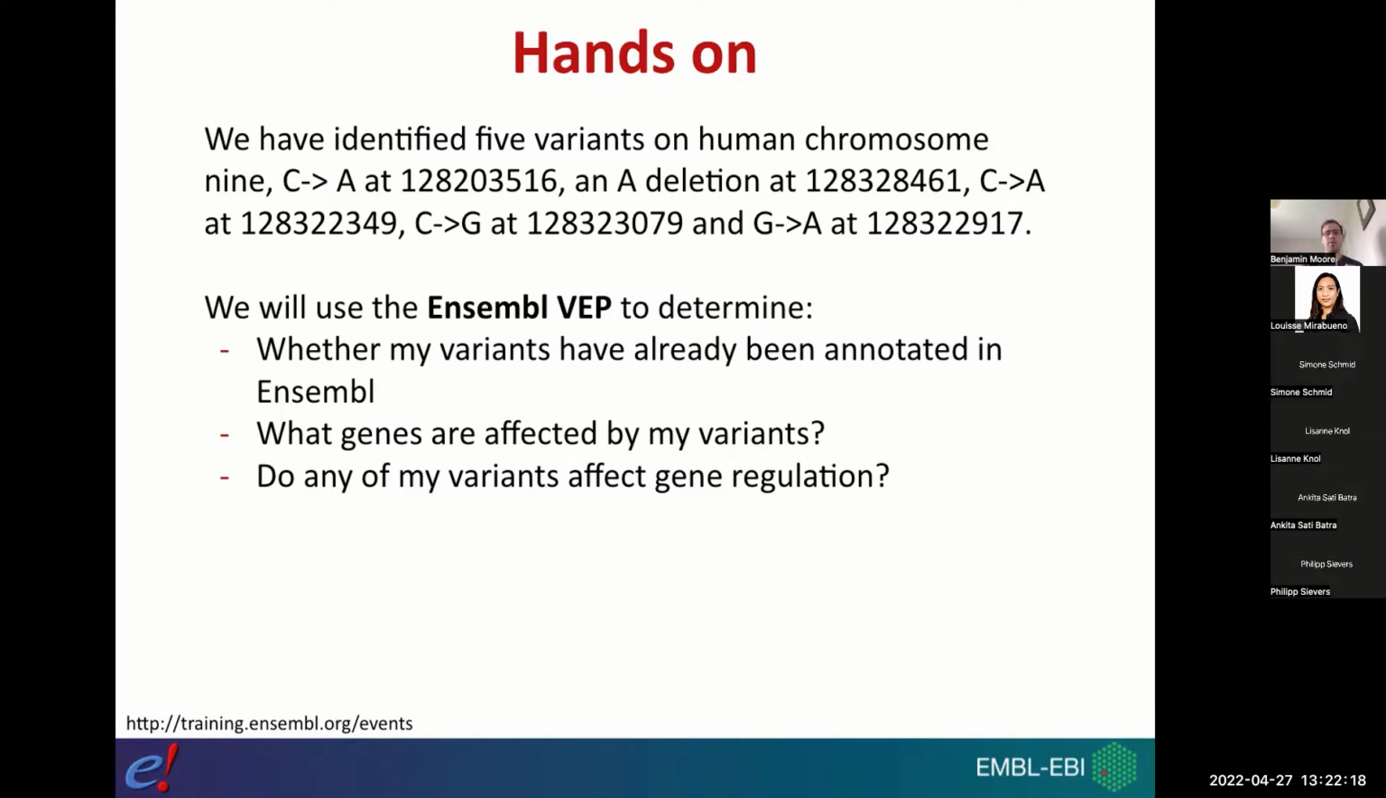So we want to use the VEP to determine if the variants have already been identified in Ensembl, so if they're known or novel, what genes are affected by the variants, so the names and the IDs of the genes with the sequence ontology terms, and then if our variants affect any gene regulatory features as well.